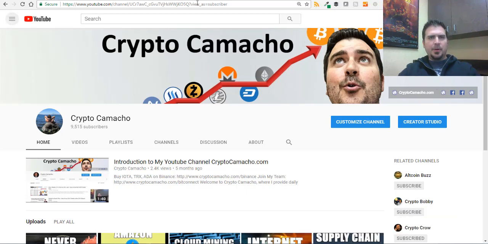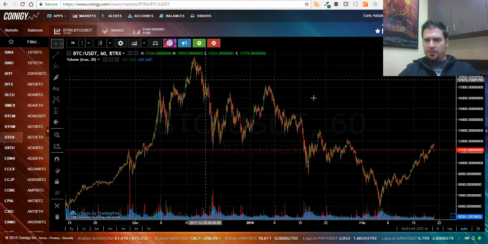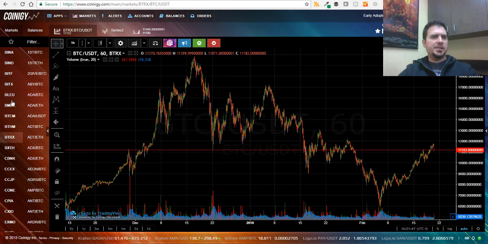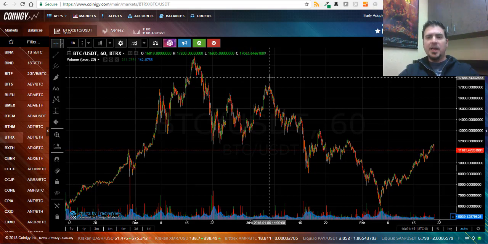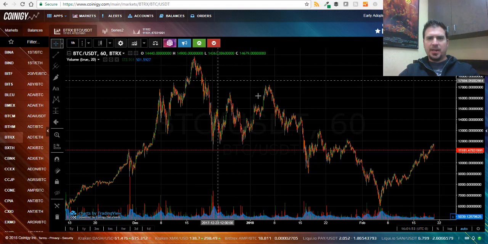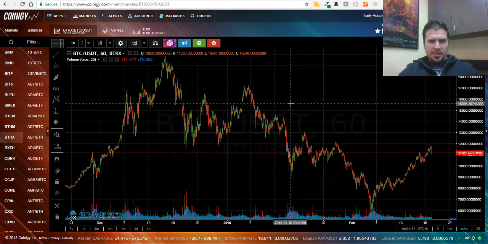So let's jump on over to Coinigy, one of my favorite tools to do day trading and investing in cryptocurrencies. This is Coinigy. This is the Coinigy interface. If you've never used it, I highly recommend you check it out, Coinigy.com. You can check it out right here. But anyway, that's not what I want to talk about today.